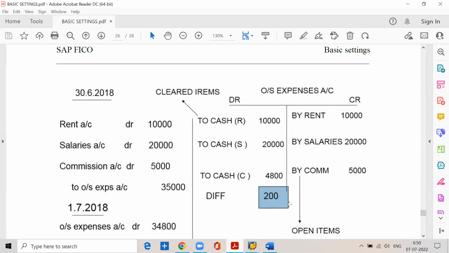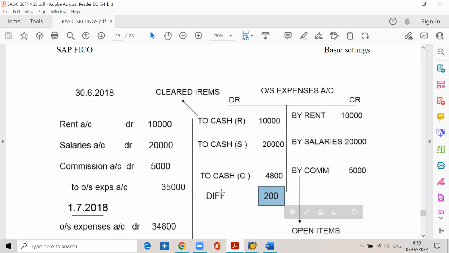In the outstanding expense account, there is a credit balance of 200 rupees. Here in the account, if the credit is more than debit, that is called credit balance. If the debit is more than credit, that is called debit balance. Okay. So in this case, credit is more than debit, so there is a credit balance difference of 200 rupees.